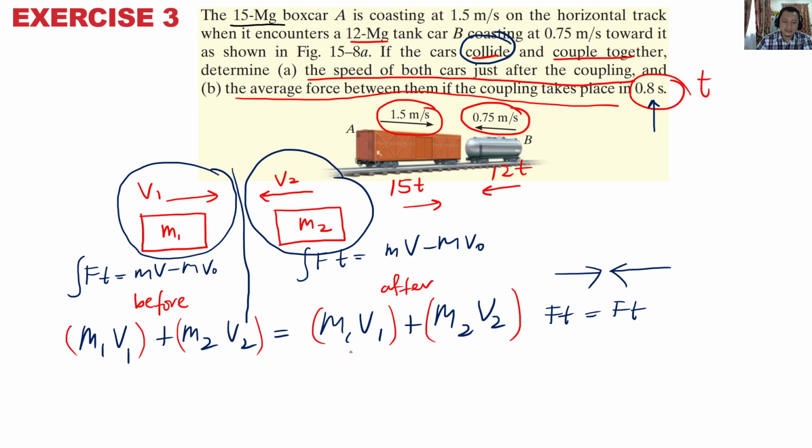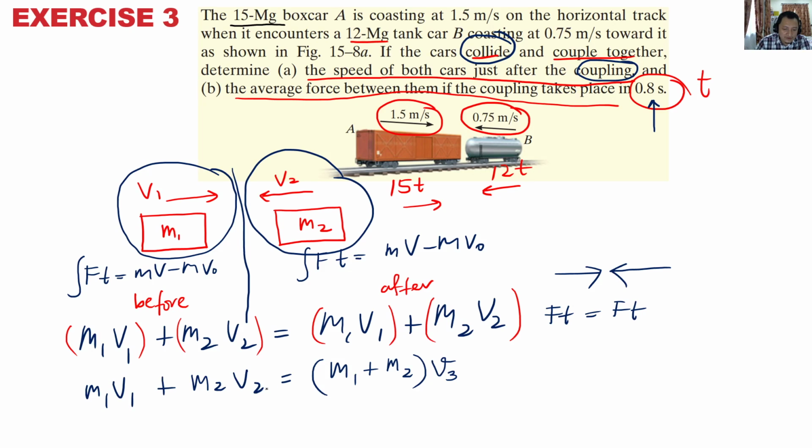So if the collision takes place and the objects are coupled, meaning the objects combined, you're going to get a common velocity. You're going to get m1 plus m2, and they are moving at a common velocity. Let's just put V3, okay? Plus m2 v2.